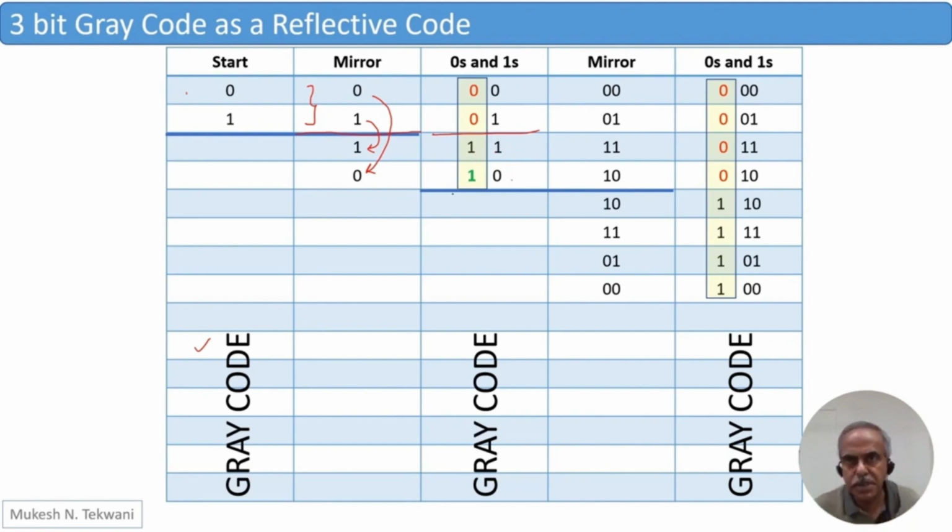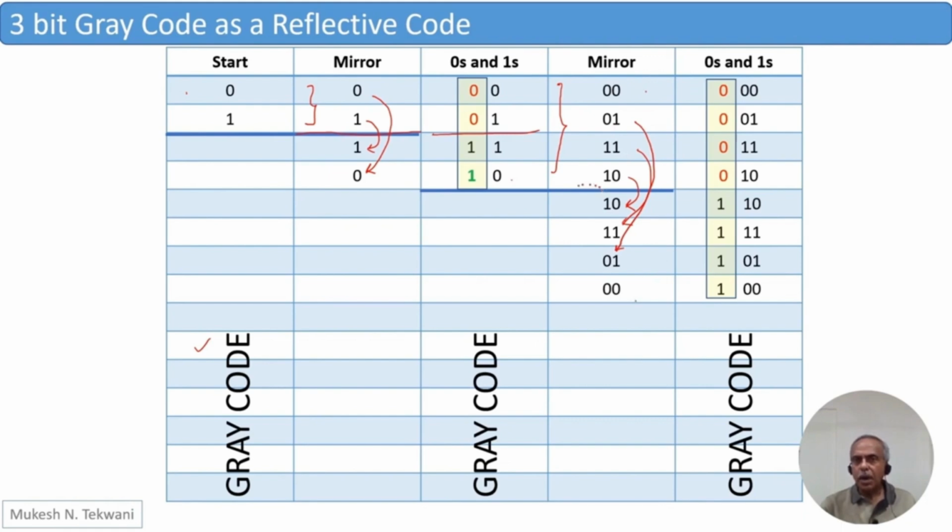Now we create a mirror image of this so that we can have a 3-bit Gray code. So how do we do that? We take these 4 codes and we write them here: 0 0, 0 1, 1 1 and 1 0. Again we create a mirror image of this, so 1 0, this 1 1 becomes a mirror image here, 0 1 becomes a mirror image here, and the 0 0 becomes the mirror image.